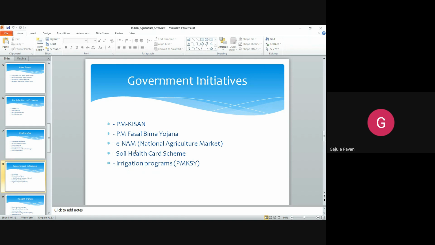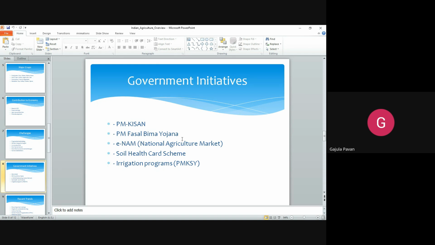And PM Fasal Bima Yojana. This is another initiative that the government is undertaking and introducing in different states and rural areas. Fasal Bima Yojana is nothing but compulsory insurance for all farmers with all crops. If any natural calamity affects them, the government automatically supports them and provides damage compensation. That is called PM Fasal Bima Yojana.